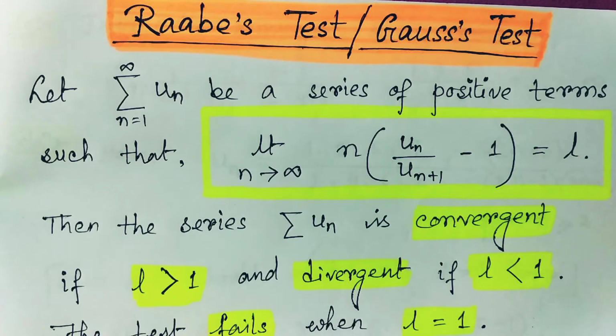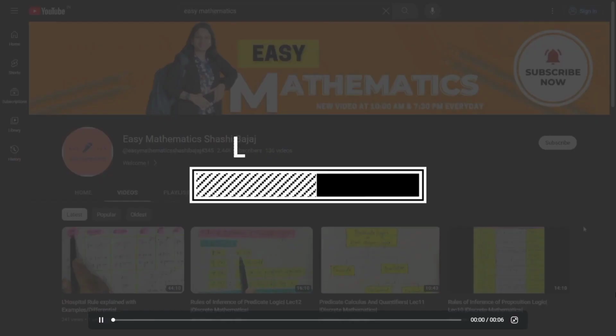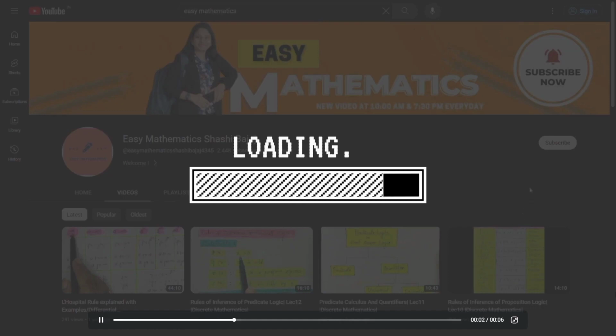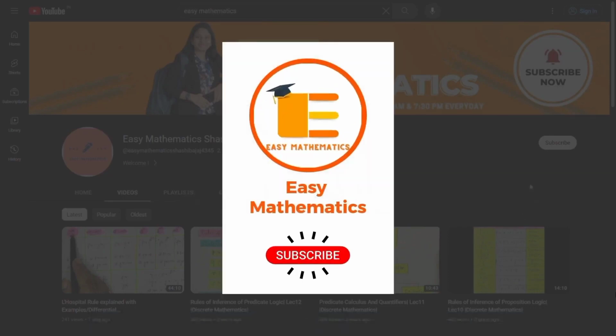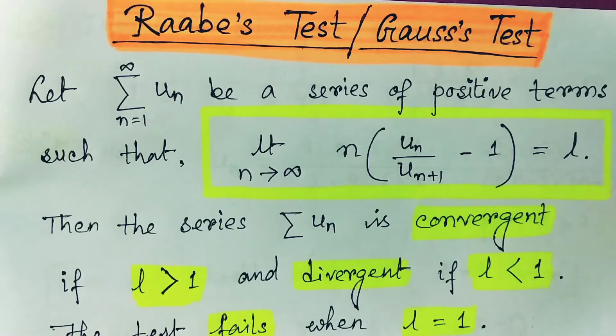In this video, we are going to discuss Raabe's test, which is again a very important test after the D'Alembert's ratio test. Because whenever D'Alembert's ratio test fails, we first apply the Raabe test after that. Anyway, at first the statement of the Raabe test, after that we discuss the other features of it.